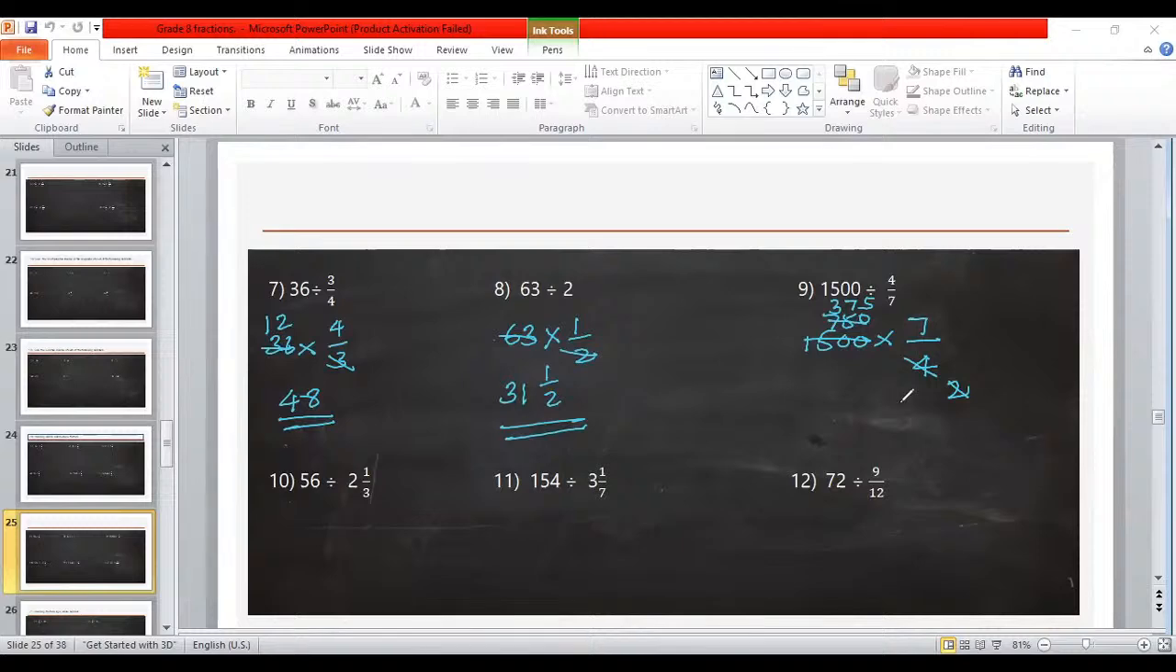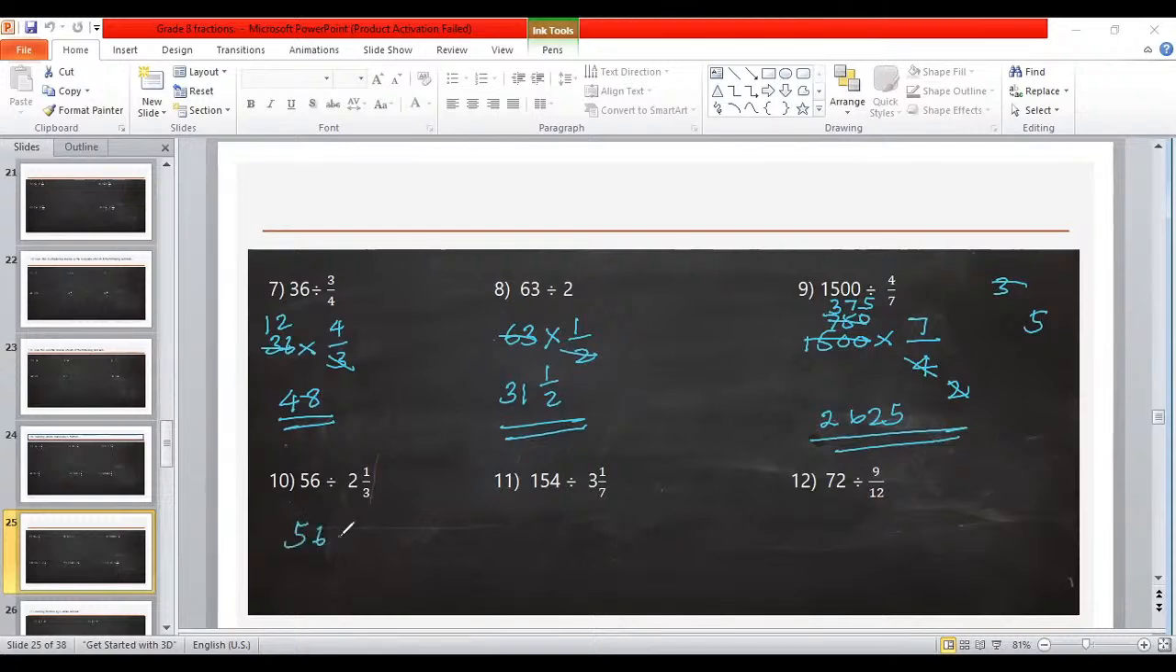7 times 5, 35. 3 remainder. 7 times 7, 49. 49 and 3, 52. 5 remaining. 7 times 3, 21. 21 and 5, 26. 2625.